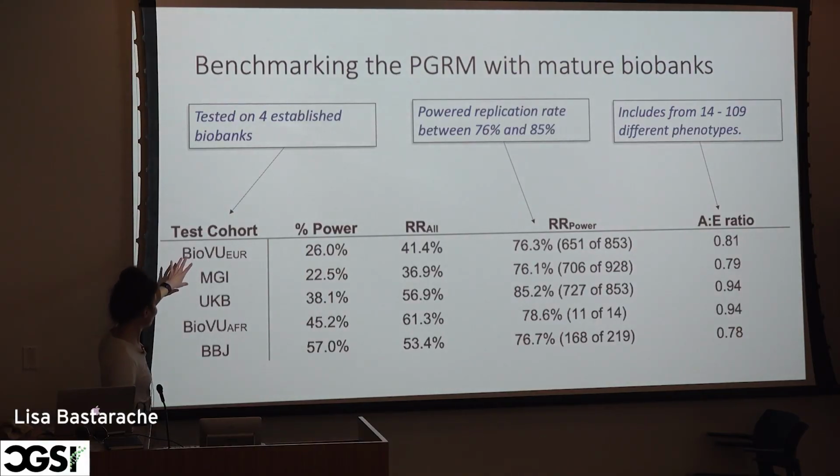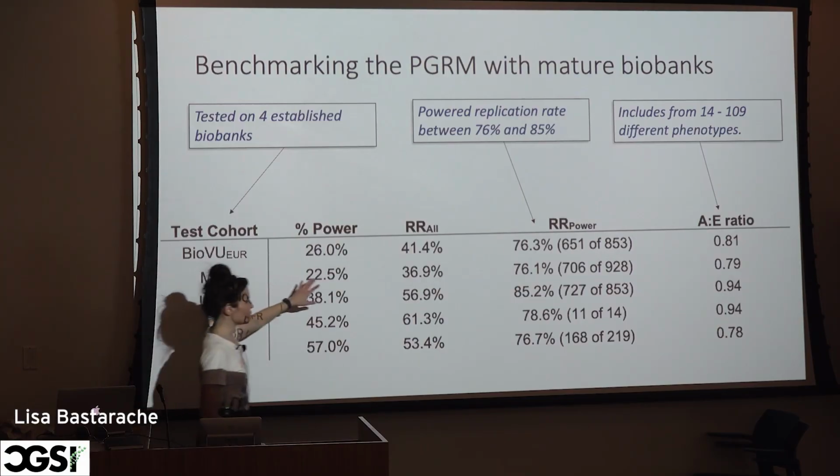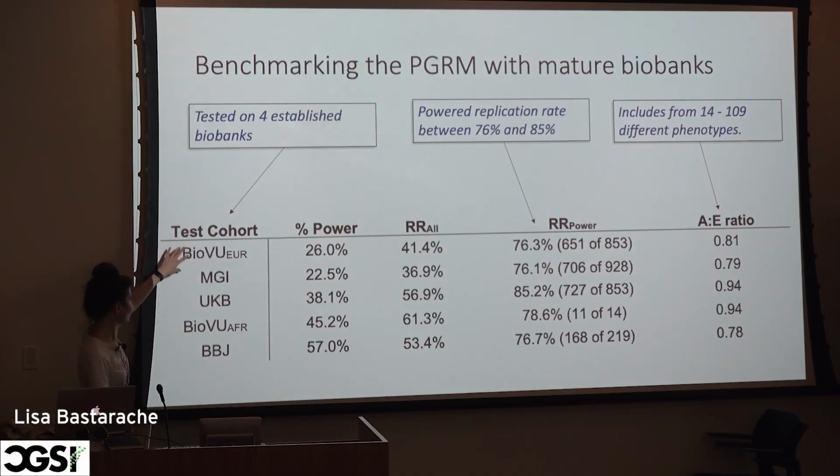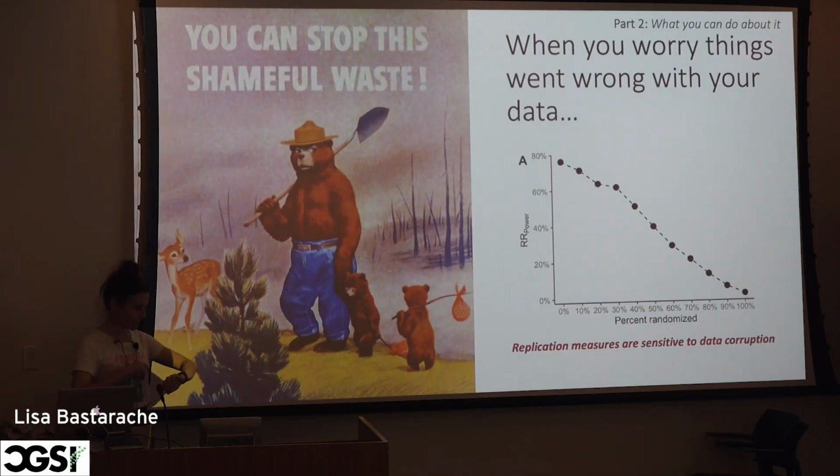And then in the paper that we put out a couple of years ago now in AJHG, we attempted to replicate associations across four different cohorts: two BioVU cohorts, a European and an African ancestry cohort, MGI, UK Biobank, and Biobank Japan, and we investigated replication.